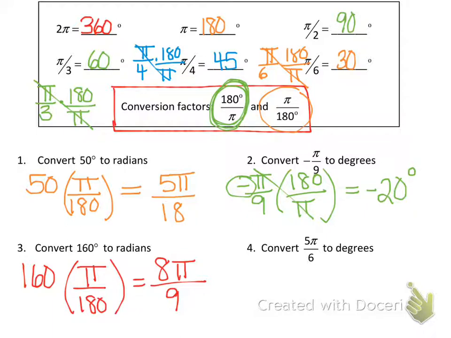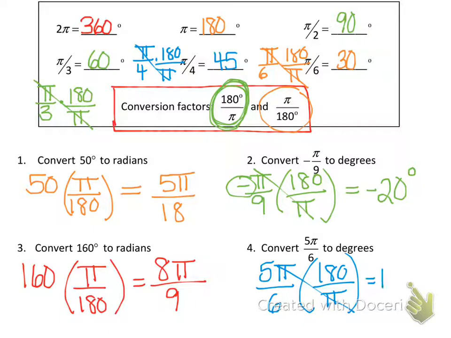And then, if I have 5 pi over 6, I'm going to multiply it by 180 over pi. Pi's cancel. But now I have 2 numerator values, so all you're going to do is 5 times 180, and then divide it by 6, and you get 150 degrees.